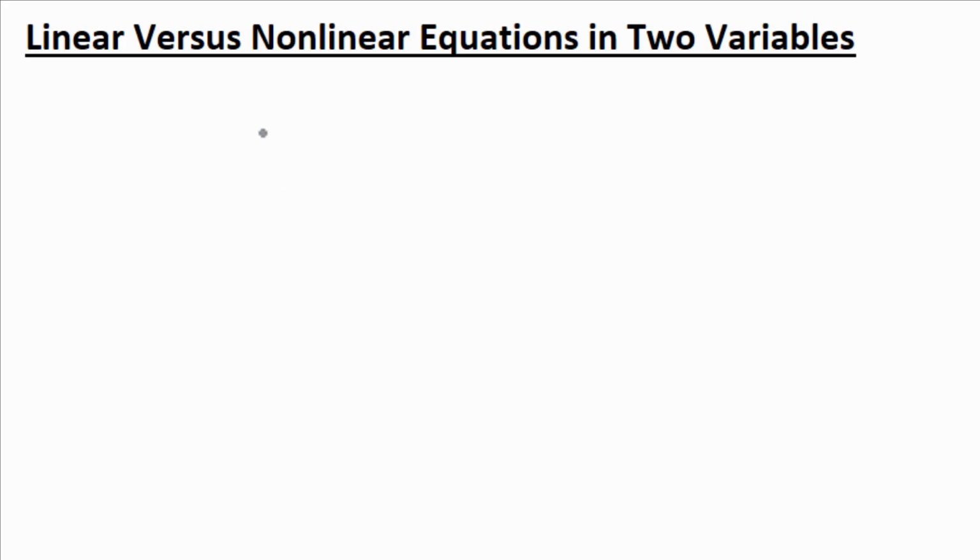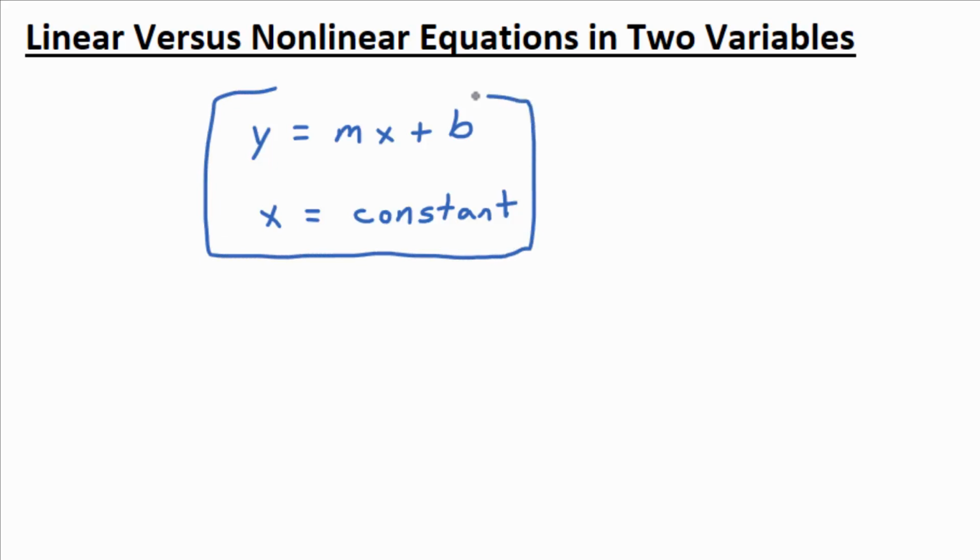You know that anything that can be written in the form y equals mx plus b, this is called slope-intercept form, graphs to be a line with slope m and y-intercept (0, b) if you write it as an ordered pair. And then of course if you have x equals a constant, that graphs to be a vertical line. So any equation that can be written in either of these two forms graphs to be a line.